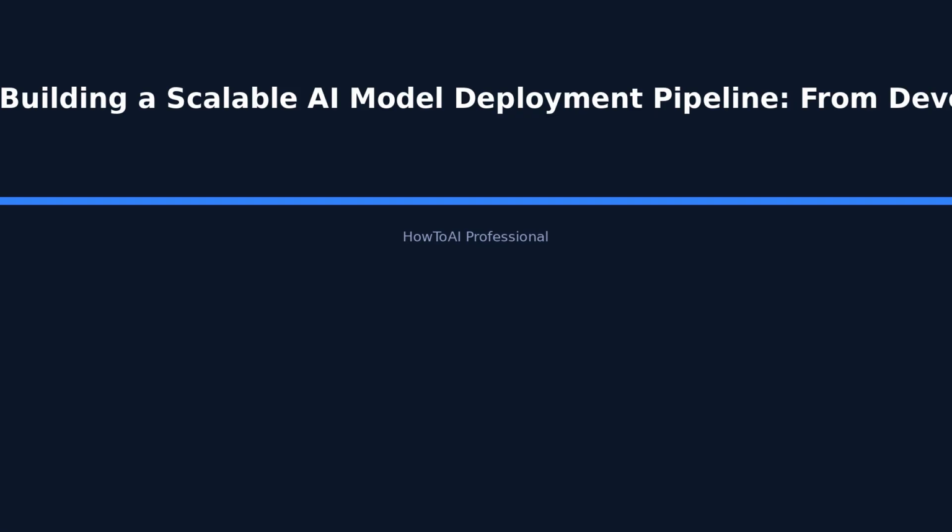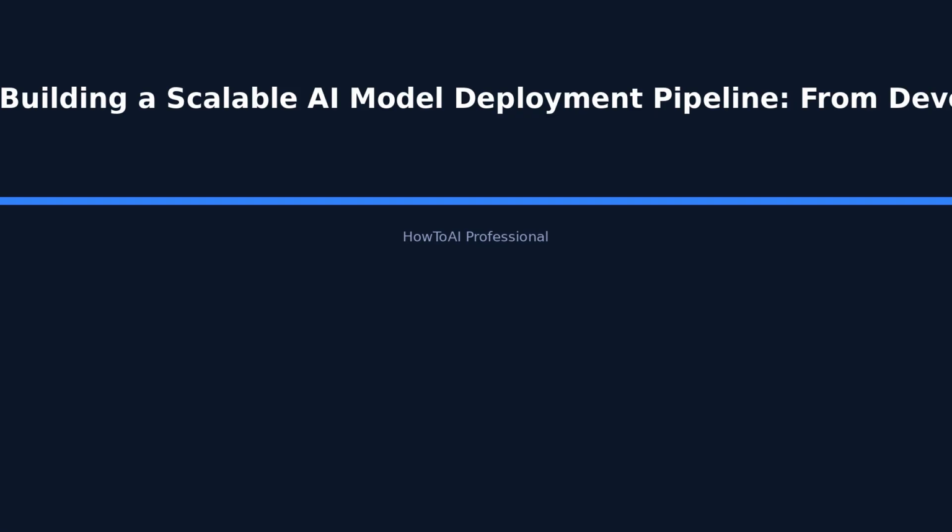Lastly, ensure that your deployment pipeline is adaptable to changes in technology or business needs. As new tools and methodologies emerge in the AI space, keep your pipeline updated to leverage the latest advancements. Continuous learning and adaptation are keys to maintaining a competitive edge in the rapidly evolving field of AI.